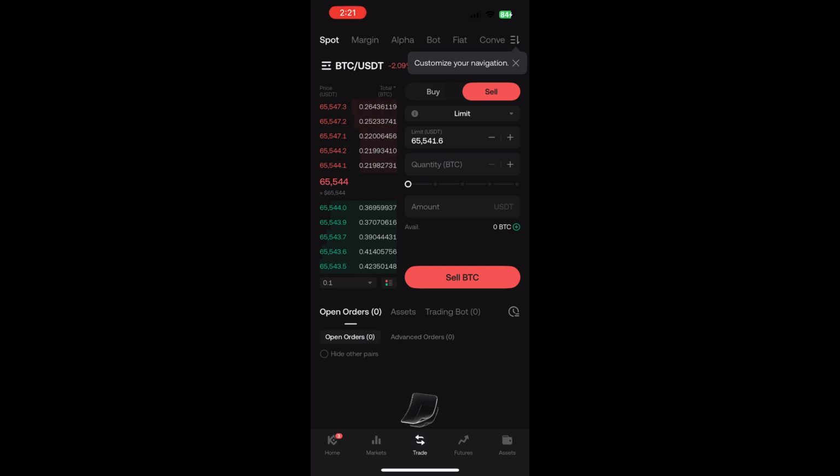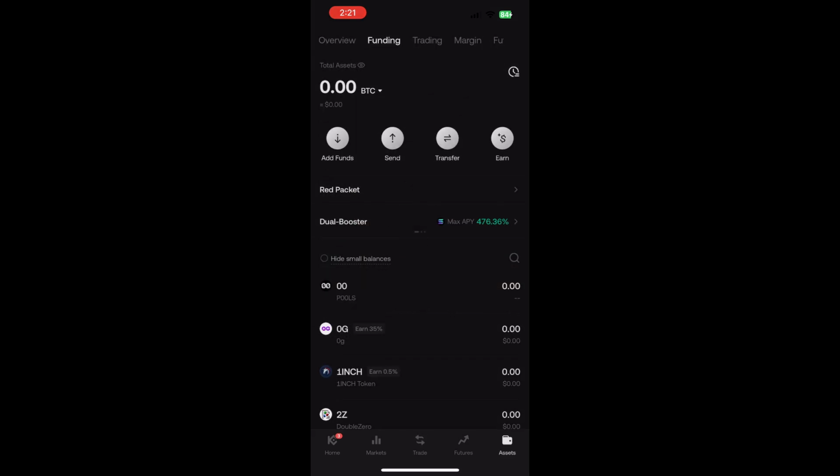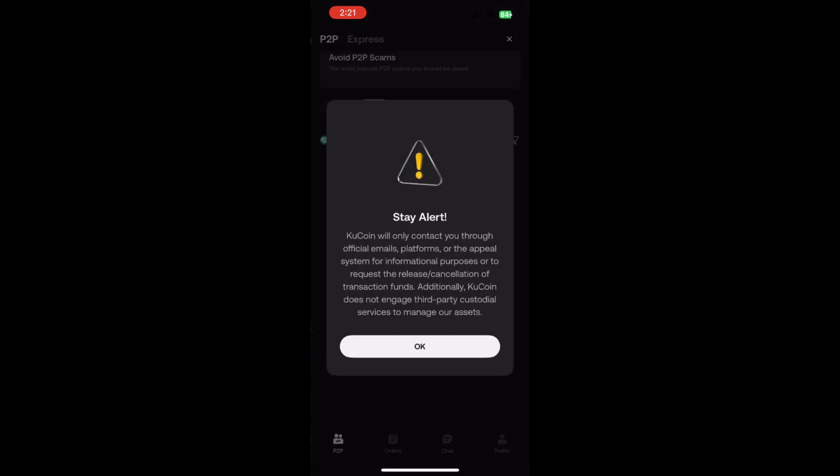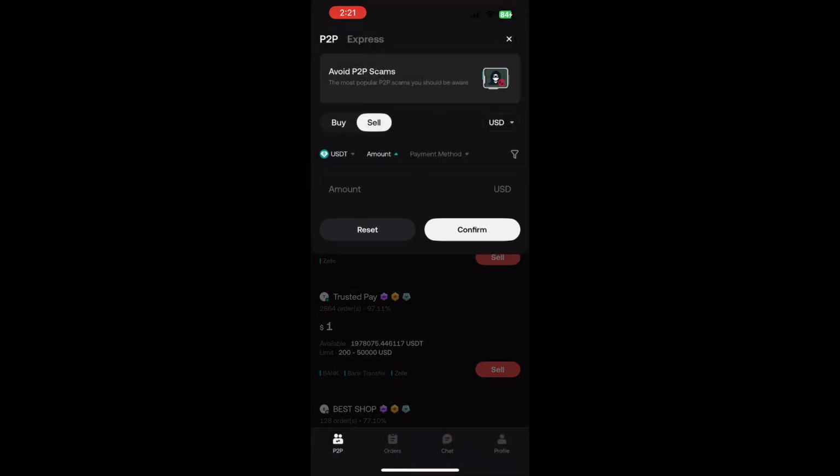Now, to cash out to your bank with low fees, go to Buy Crypto, then P2P, and switch to the Sell tab. Choose USDT, select your local currency, and pick a payment method such as bank transfer.